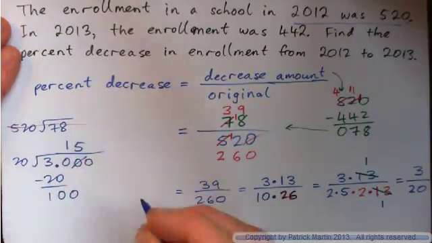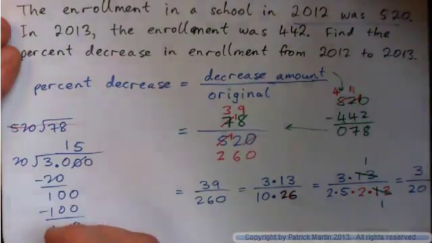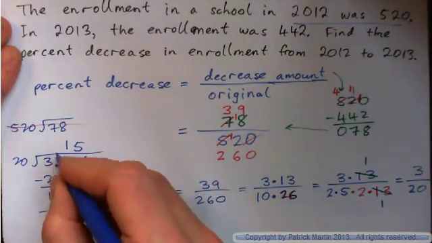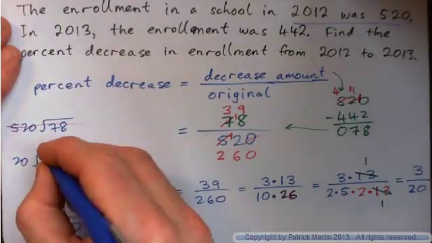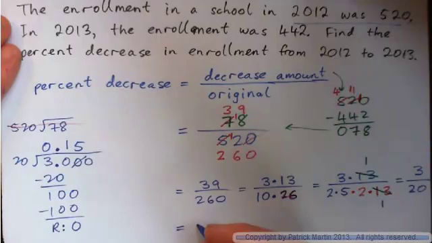5 times 20 is 100. Oh, that went in evenly. That's nice, so we don't have to round anything. Remainder 0, right? The decimal point has to go above here, and of course you've got a 0 here. So the 3 over 20 becomes exactly 0.15.